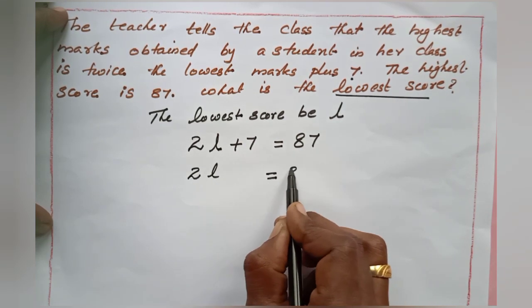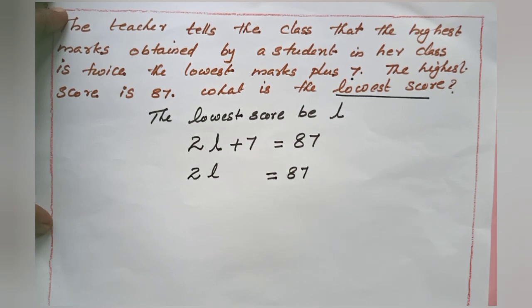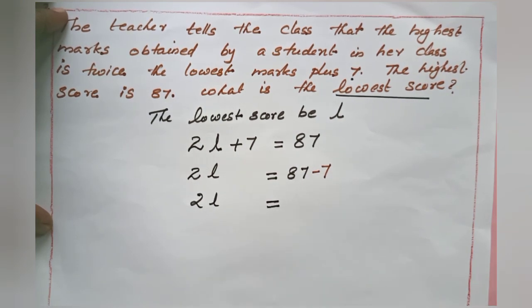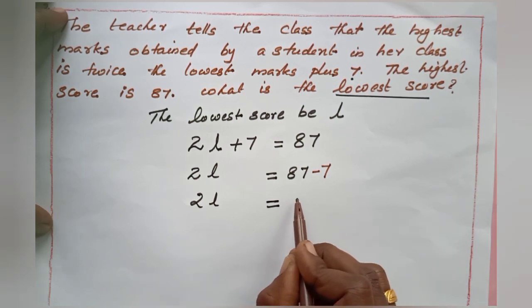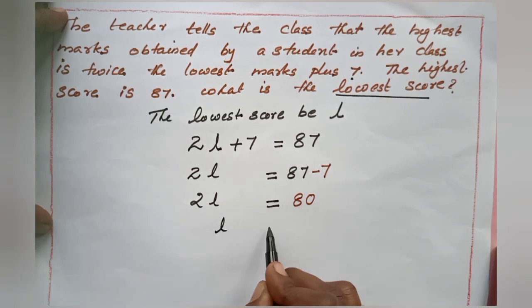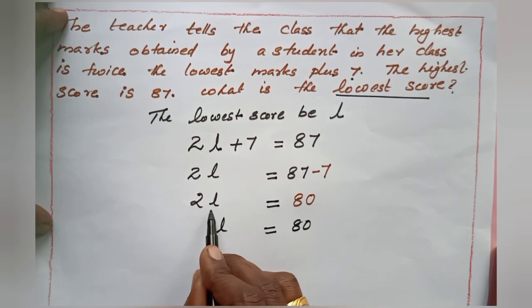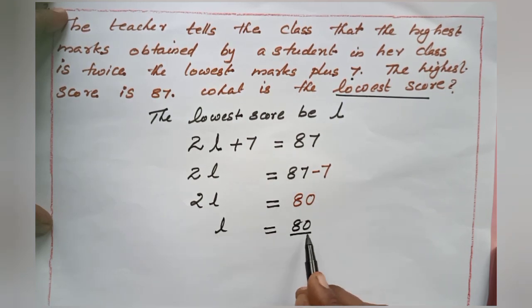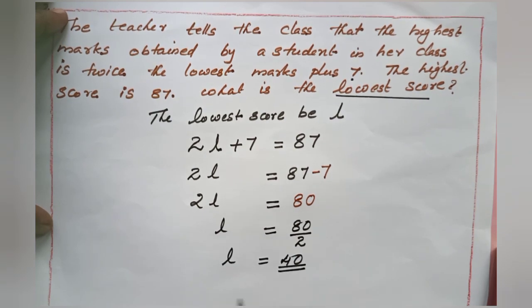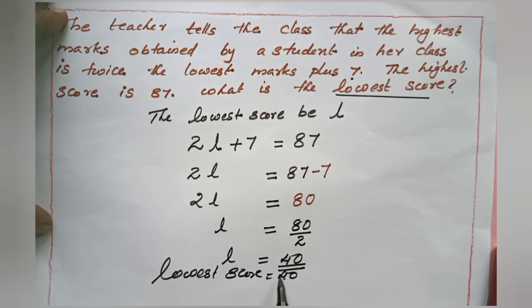2L equals 87; positive 7 transposes to the right side as negative 7. So 2L equals 87 minus 7, which is 80. So L equals 80 by 2, the 2 on the left is multiplied with L, so it transposes to the right side as division. So L equals 40. That means the lowest score equals 40.